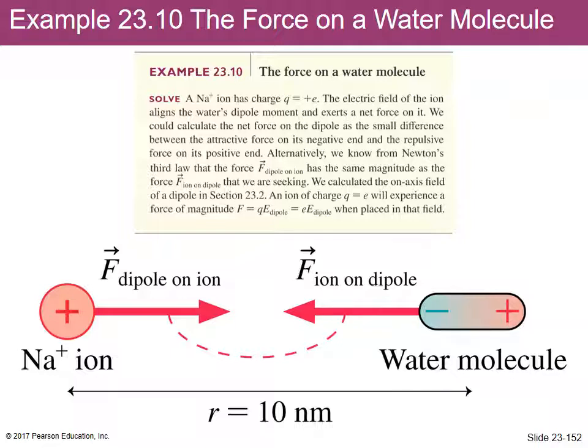We could calculate the net force on the dipole as the small difference between the attractive force on its negative end and the repulsive force on its positive end. Alternatively, we know from Newton's third law that the force of the dipole on the ion has the same magnitude as the force of the ion on the dipole. An ion of charge Q equal to e will experience a force of magnitude Q times the electric field of the dipole when placed in that field.